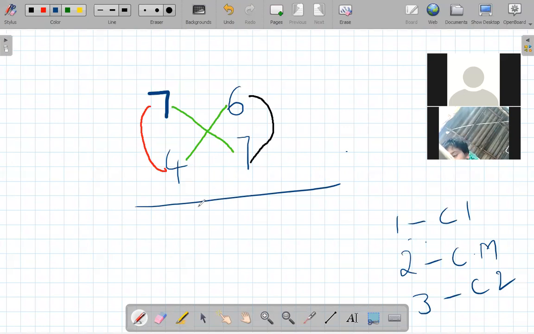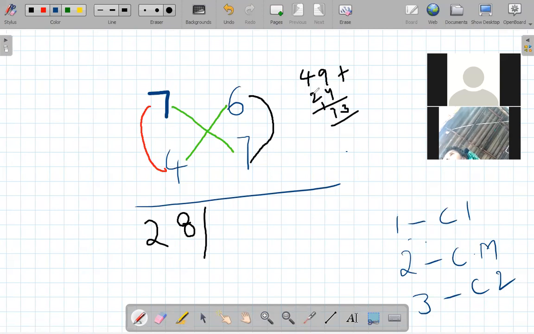So let us check it once again. So 7 fours are 28. Right? Okay. And cross multiplication, 7 sevens are 49, plus 6 fours are 24. 49 plus 24 means 73. So 73 here.